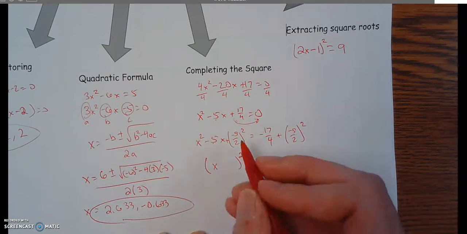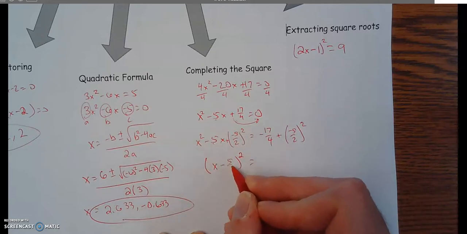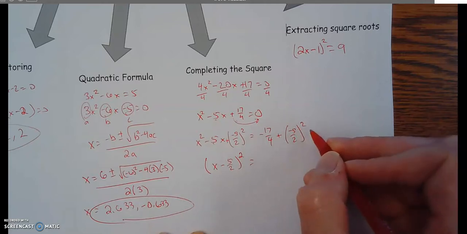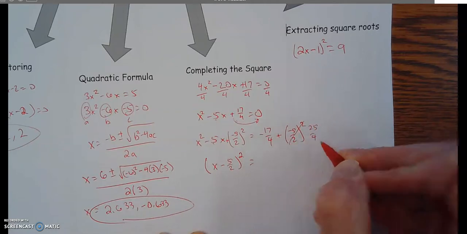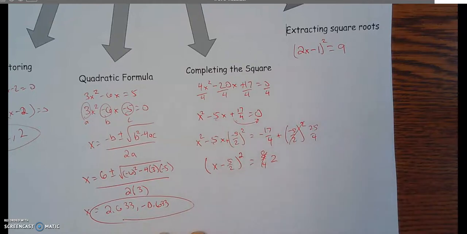The binomial squared is going to be, the trick is, half of that number, so it'll be minus 5/2. Now on the other side, this would be 25/4, so that's going to be 8/4 or 2. And then I want to solve, so square root both sides.